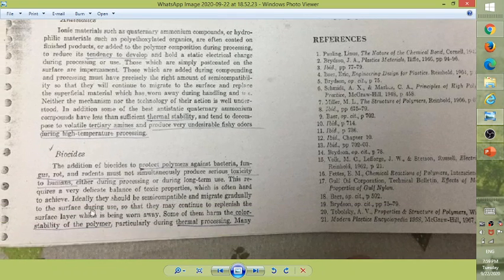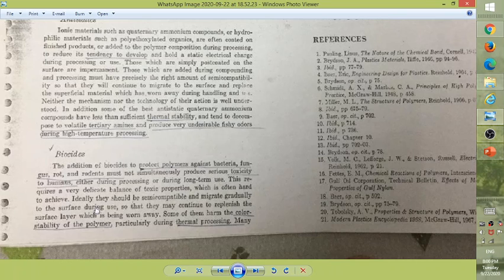Now, biocides. The addition of biocides to protect the polymer against bacteria, fungus, rot, and rodents must not simultaneously produce serious toxicity to humans, because we all know whenever you are using something to kill some insect, that product is very toxic and can also be harmful to humans. That's why we always keep it away. Like if we buy a mortein coil, it is always said to wash your hands if you have touched the coils, because they are very toxic, either during processing or during long-term use. This requires a very delicate balance of toxic properties, which is often hard to achieve.